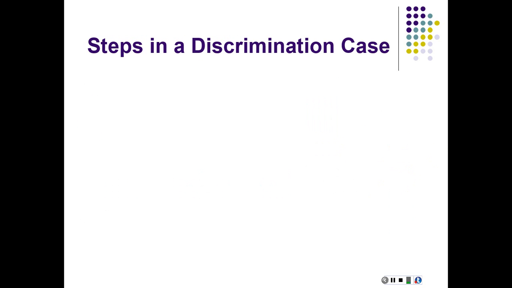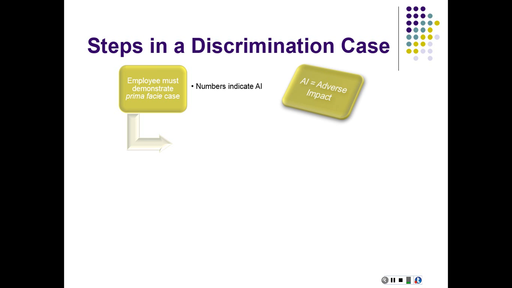So what happens if you want to bring a discrimination suit? You're one of those 10 women who tried out for the opening and didn't get hired. You want to make a discrimination case. First off, you have to demonstrate what's called a prima facie case. What that means is that you've got the numbers to show that there's adverse impact. So I think we've met that criteria with my little example, because the numbers show that there's way more men than there are women. Okay.